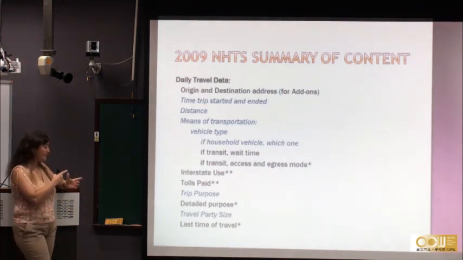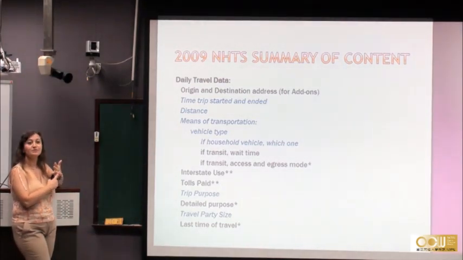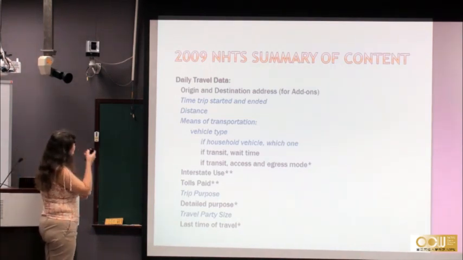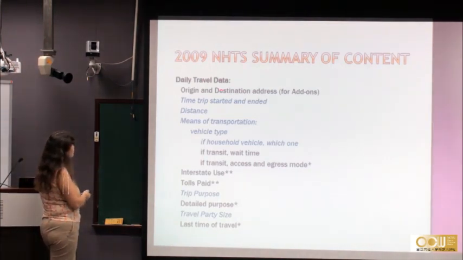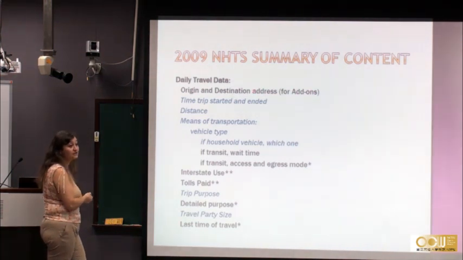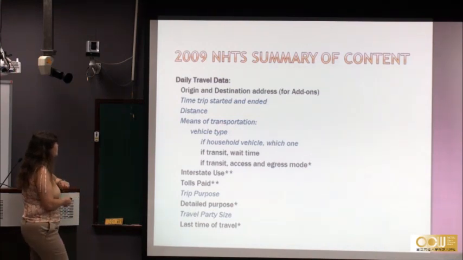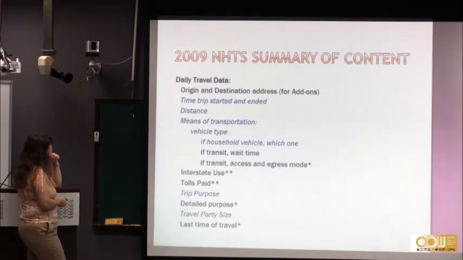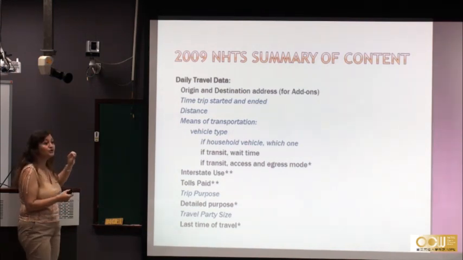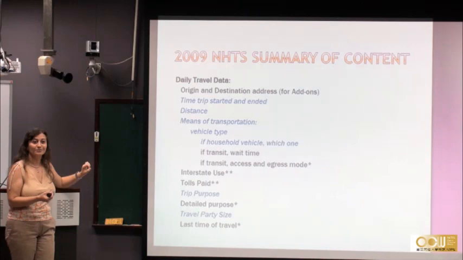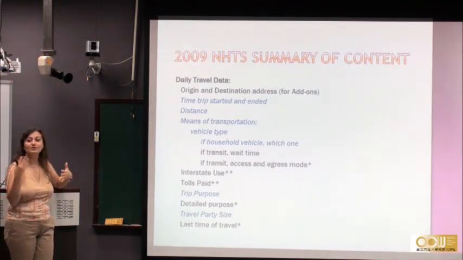Trips, right? So we said household, individuals or persons, vehicles and trips. So this is the most important part. So I have origin and destination addresses. I have geocoded addresses here. Time, start time and end time for each trip. Distance, means of transportation, vehicle type, if it is a household vehicle and which one, so that is used by who, right? So you really know who is using which car.